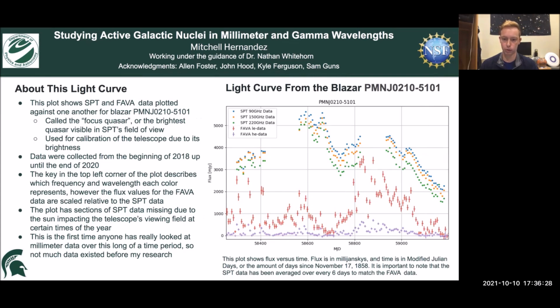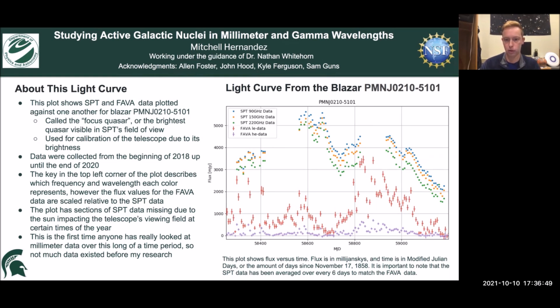So in this graph, data was collected from 2018 up until 2020, and you can use this key in the top left of the image. And you can see that I plotted the three different frequencies, 90, 150, and 220 gigahertz for South Pole Telescope data, as well as the high and low energy gamma ray data from FAVA.